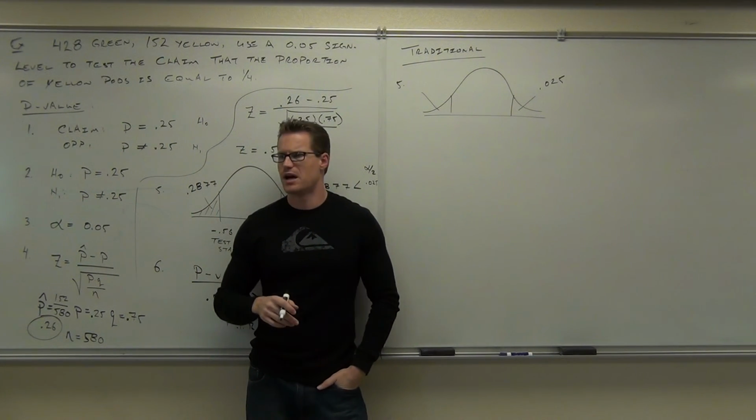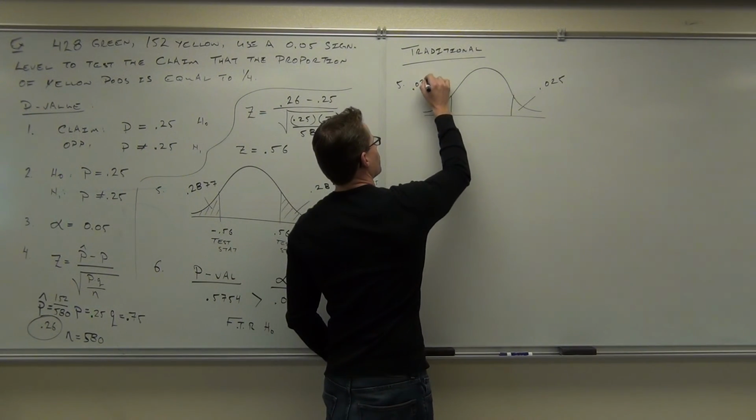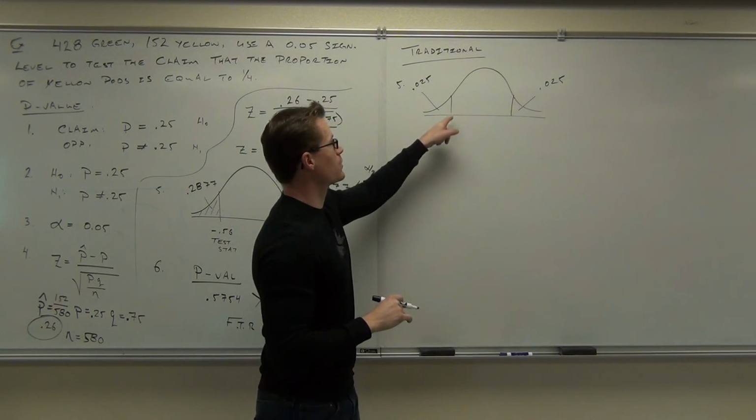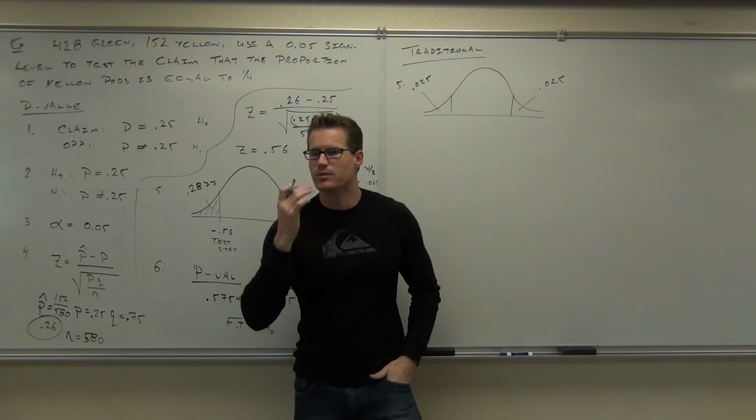Why did we cut 0.05 in half? And then you got to be able to tell me what numbers go here and here from the 0.025. It's on your z-table. It'll be on your z-table.